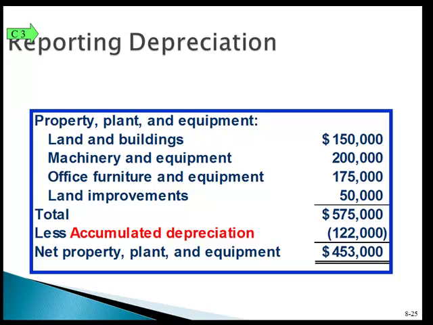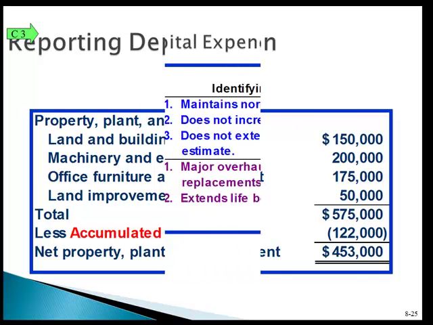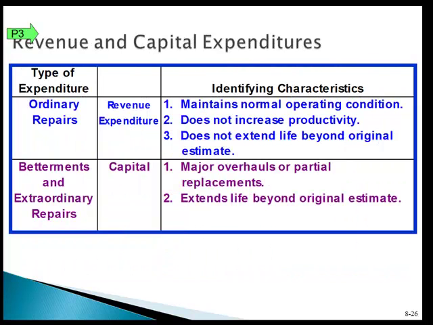If we had $575,000 of assets and we had $500,000 in accumulated depreciation, then this company has not been keeping up with its replacement plan. Our assets are a little bit on the older side. If we were going to invest in this company, we would want to be wary of that. Okay, couple more things in this chapter. We're going to look at ordinary repairs versus extraordinary repairs and betterments.